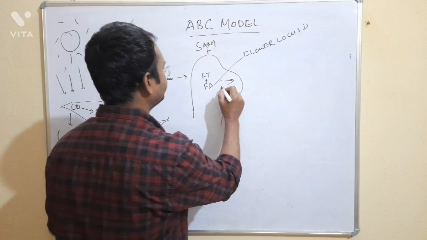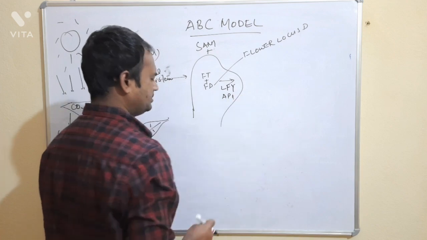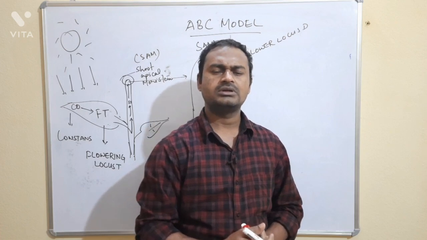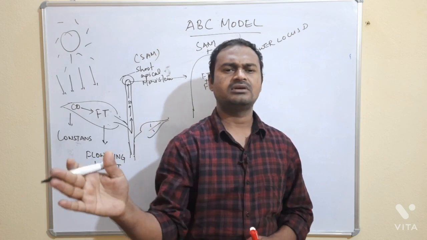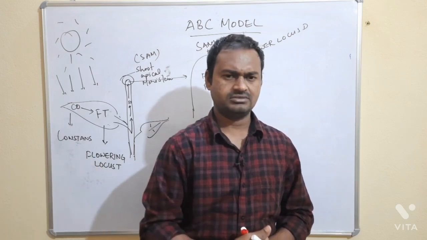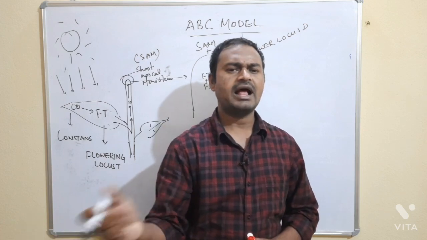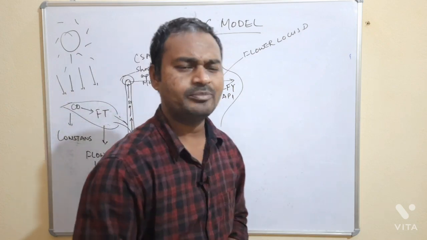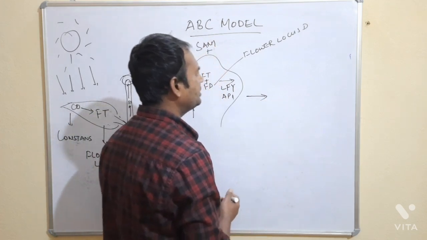This will induce the activation of leafy gene and AP1. These leafy and AP1 are responsible for the transition of the inflorescence into the floral organ. This will induce the transformation of inflorescence to the floral organ in the presence of the leafy and AP1 proteins. Under the influence of leafy and AP1 protein, what will happen?